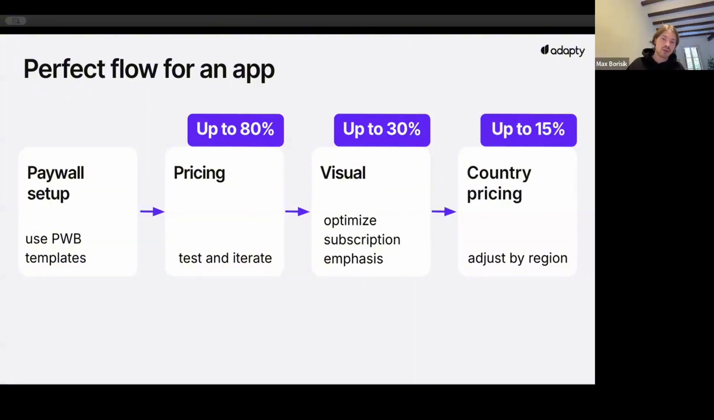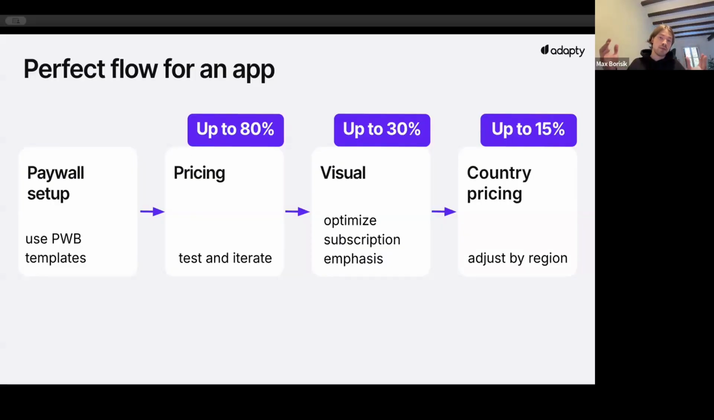That's why I see going to country pricing as the last step of getting the uplifts, just because you need to be sure that your app is suitable for that. You need to be working well with your analytics, and only after that can you adjust the pricing and really get the uplift there.